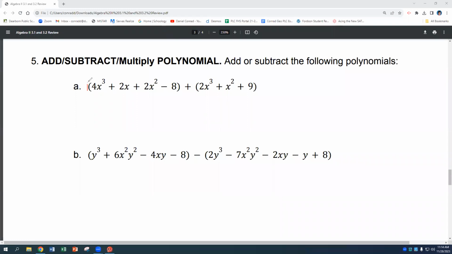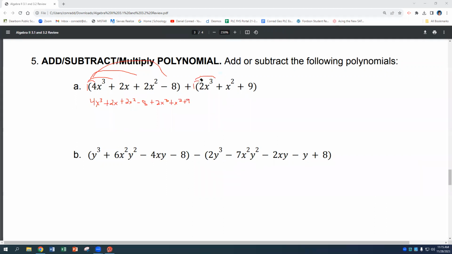Okay, imagine that there's a 1 in front of there, right? So when you distribute it, it's just going to be 4x to the third plus 2x plus 2x squared minus 8. And then you can imagine there's a 1 in front of here. So if you distribute the 1, you get plus 2x to the third plus x squared, and then plus 9.